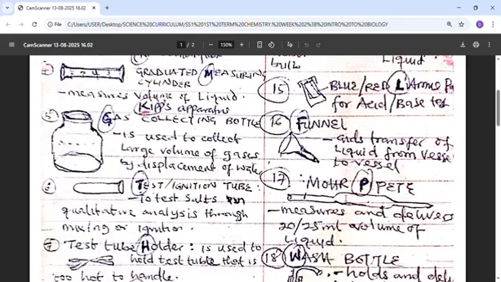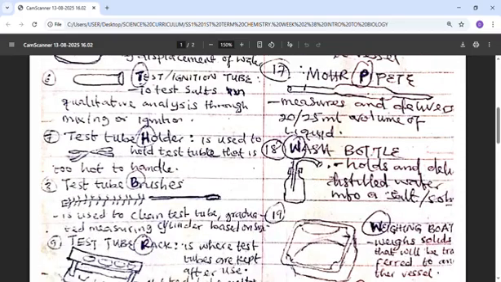We also have another apparatus called funnel. This funnel aids transfer of liquid from vessel to vessel. Then we have more pipettes. You can use them to measure and deliver 20 or 25 ml volume of liquid.